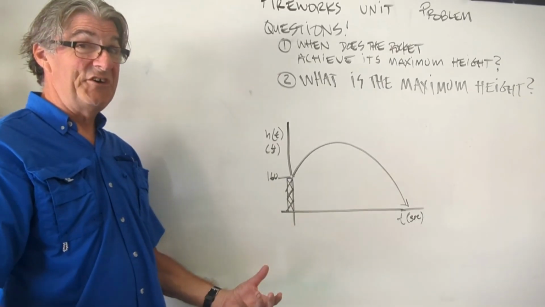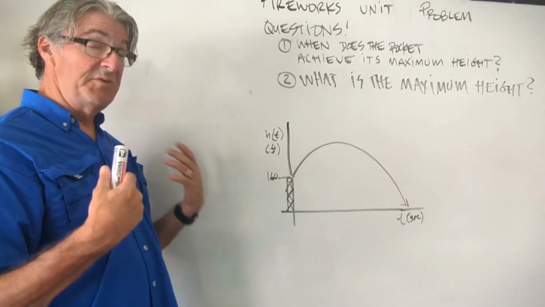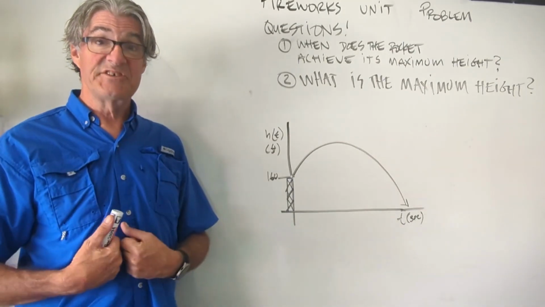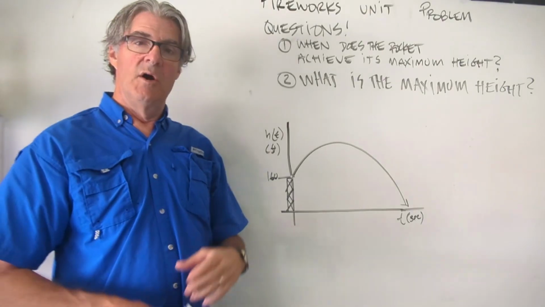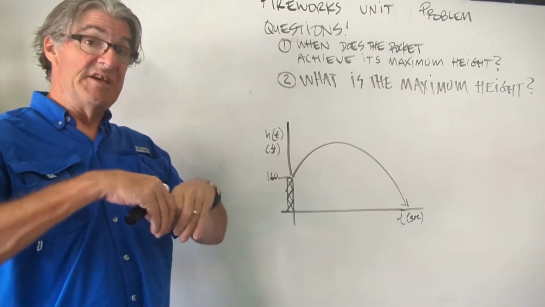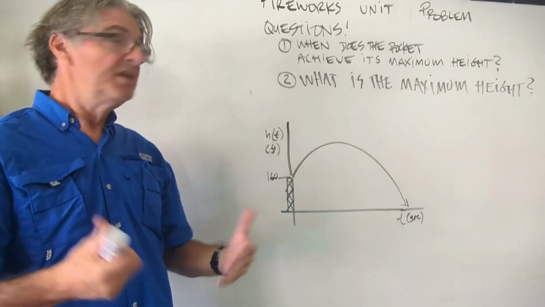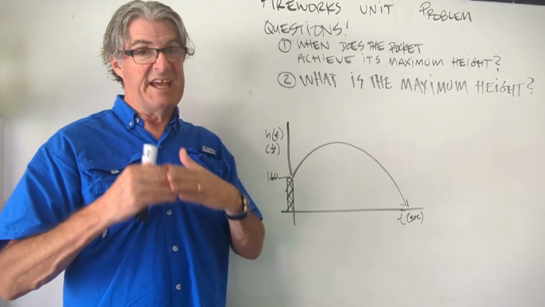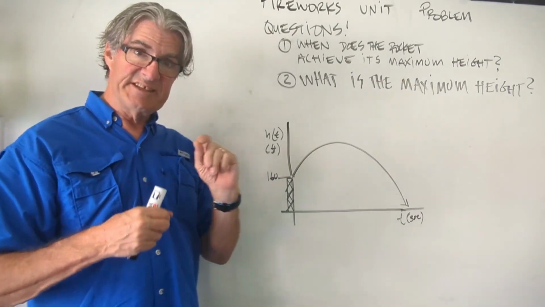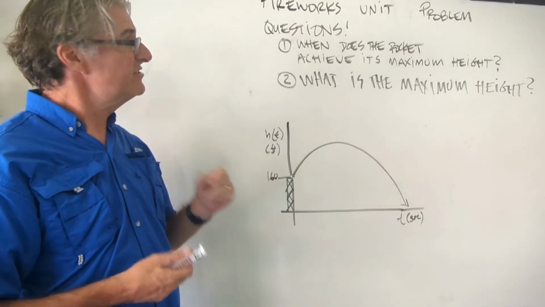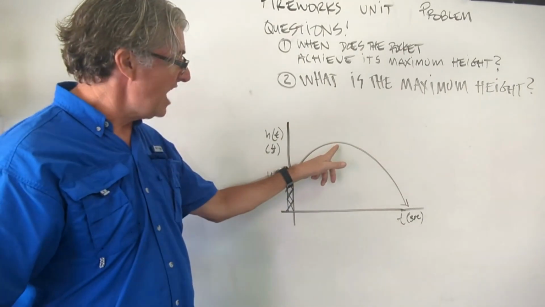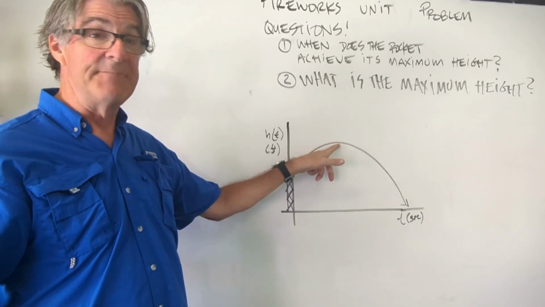Okay, here we go. Questions. This is what the unit problem is asking us to find. So here's our first question. When does the rocket achieve its maximum height? Perhaps they want to time the explosion of the actual fireworks so they happen right when the rocket hits the top. So they need to set the timer on that, or the short fuse, or whatever that is. They need to set that so it goes off when the rocket is at the highest point. So they need to know that time.